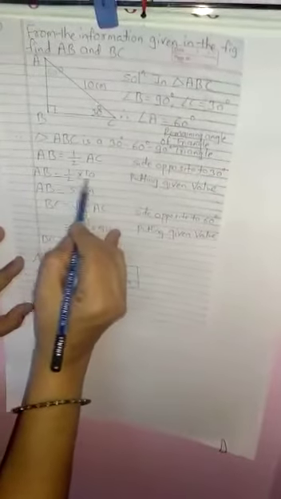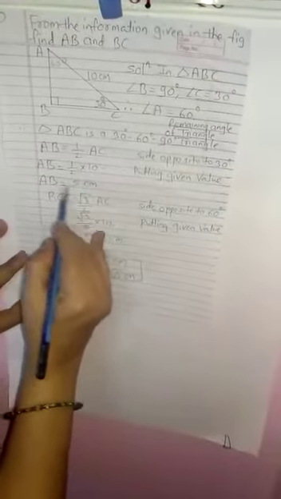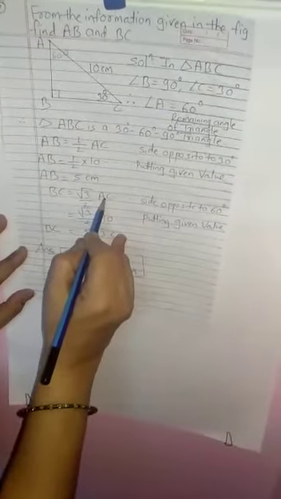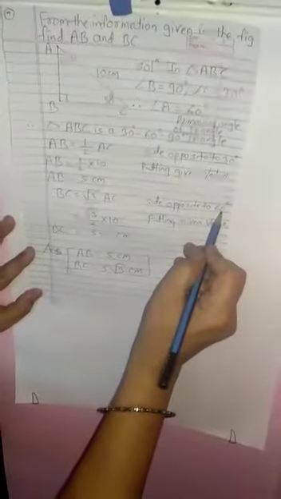AB is equal to 1 upon 2 into 10, putting the given value. 2 ones are 2, 2 fives are 10. AB is equal to 5 centimeters. BC, which is the side opposite to 60 degrees, is root 3 upon 2 into hypotenuse.